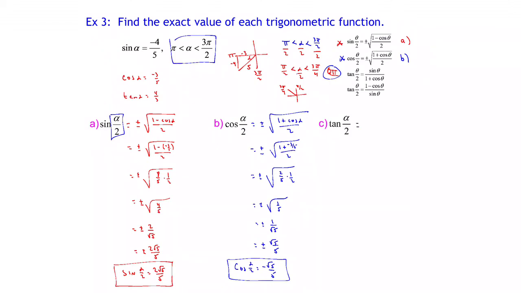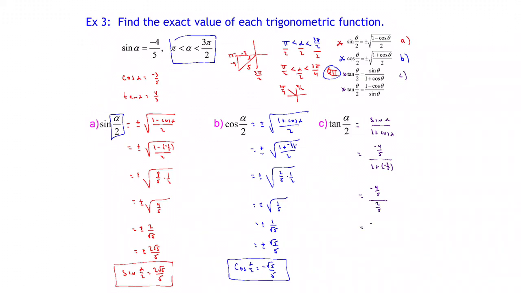And the last one, tangent of alpha divided by 2. So we can use the third or fourth equation here. Whichever one we want to look at is fine. I'll go ahead and use the first tangent one. So this will be sine of alpha divided by 1 plus cosine of alpha. So sine of alpha is negative 4/5. So this would be negative 4/5 divided by 1 plus cosine of alpha, which would be negative 3/5. So negative 4/5 divided by 1 plus negative 3/5 would be 2/5.